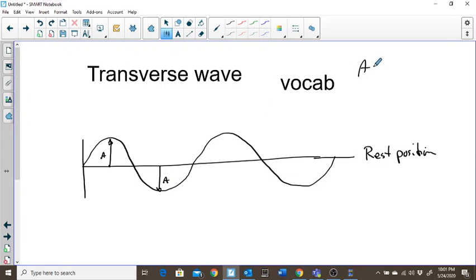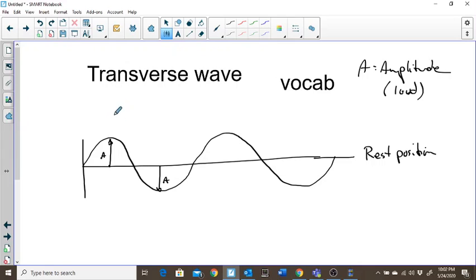So A is the amplitude of the wave. If you want something you can think of for the amplitude, think of loudness. How loud is the sound? A loud sound would have a high amplitude. A quiet sound would have a low amplitude. So we can talk about amplitude as the loudness of the wave.